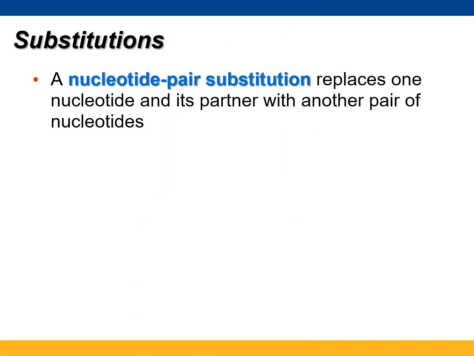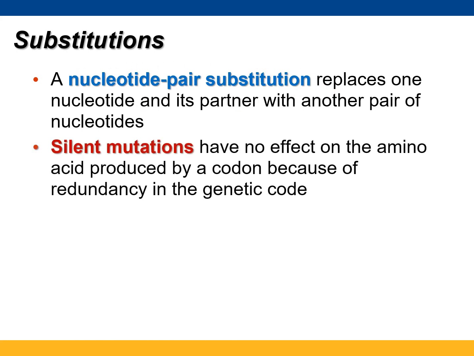Point mutation is by far the most common form of what we call a nucleotide pair substitution. We've substituted another pair of nucleotides in that sequence. So a point mutation is one form of nucleotide pair substitution. Then we have a functional term here.